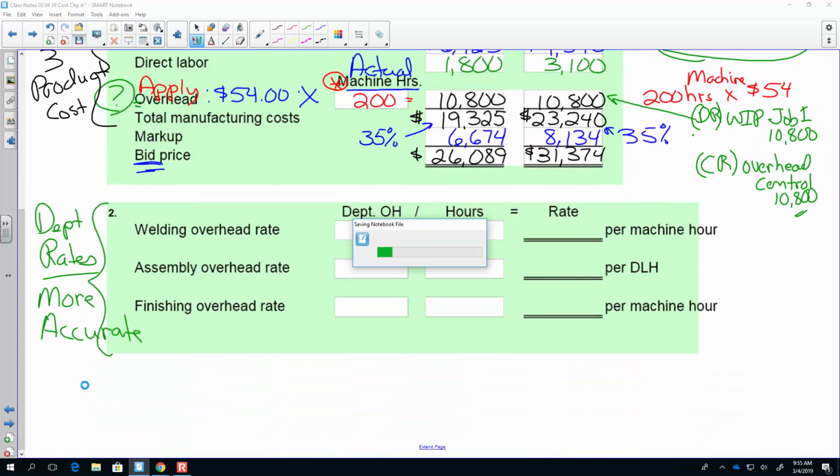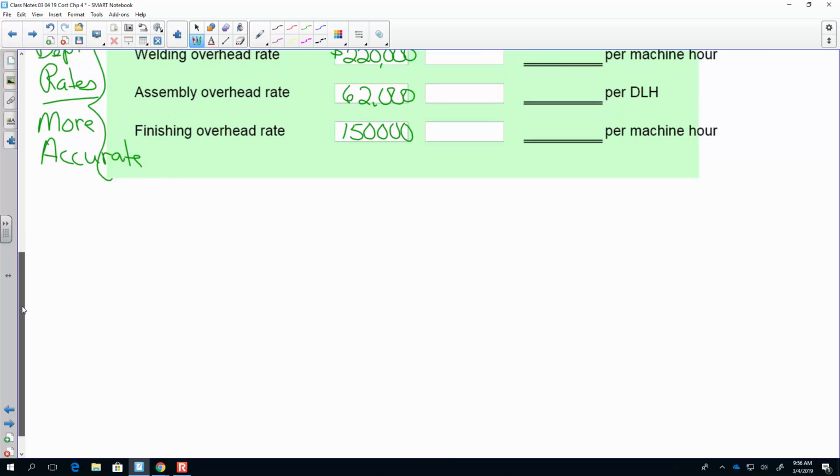So, let's go with the amounts. Welding had 220. Assembly 62. And 150. Looks like an 8, sorry guys. Extend this up.